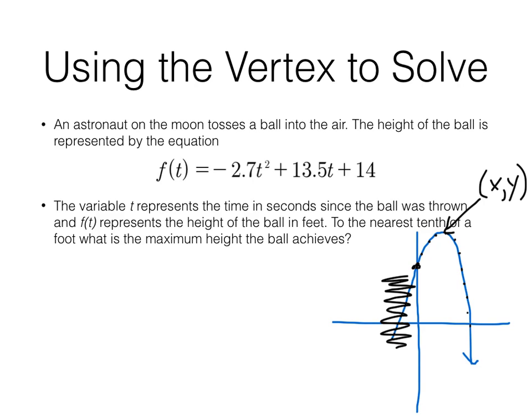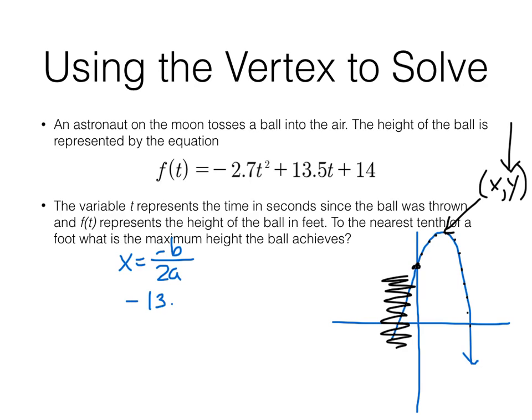Are we looking for the x of the vertex, which is the time to that point? Or are we looking for the y of the vertex, which is the height at that point? We're looking for the height at that point. So we're looking for the y value of the vertex. We don't have to think about solving this at all. We just have to know how to find the vertex, which we just reviewed in class. How convenient. The opposite of b over 2a.